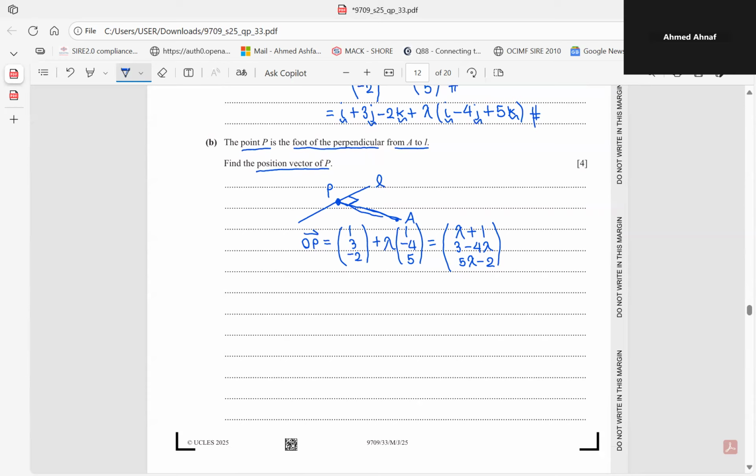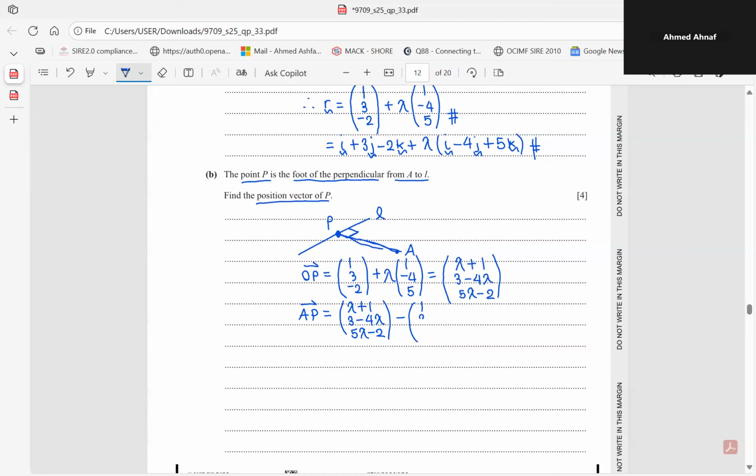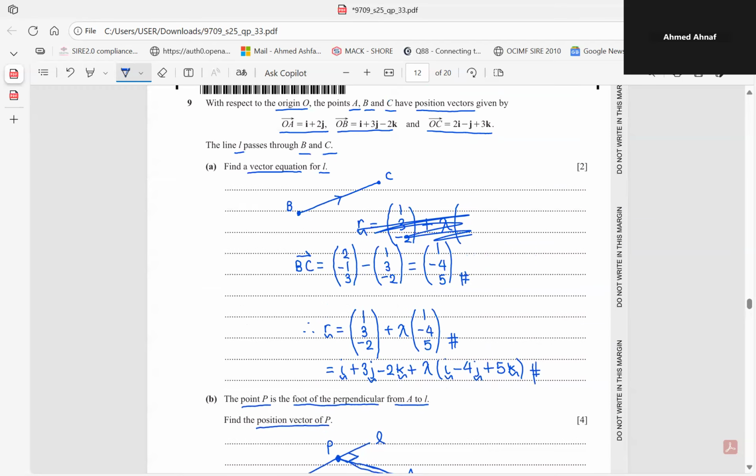Okay, now let's find AP. So AP is just OP minus OA. So (lambda plus 1, 3 minus 4 lambda, 5 lambda minus 2) minus OA. So OA is (1, 2, 0). That equals (lambda, 1 minus 4 lambda, 5 lambda minus 2). Okay, so this is AP.